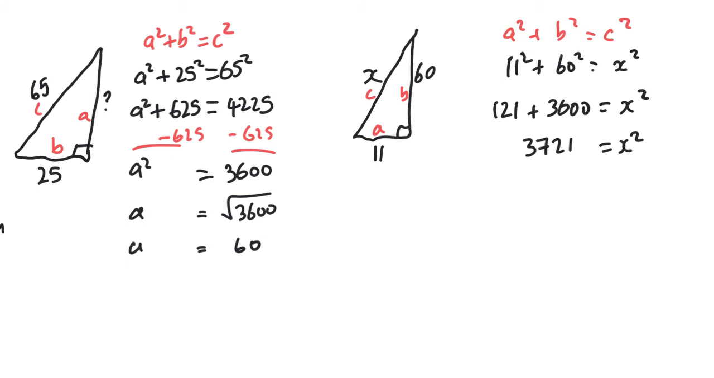3,721 equals x squared. Now notice I didn't subtract here. So in the previous example I subtracted. That's because I needed to move the 625 to the other side to leave a squared on its own. But here x squared is already on its own, so we don't have to do anything. We just add them as it's telling us to do. So now we need to find the square root of 3,721 to find the value of x. And because it's the hypotenuse, it's the longest side of the triangle, so we would expect the answer to be bigger than 60, which works out to be 61. So 61 is x, so that means that x equals 61 centimeters.